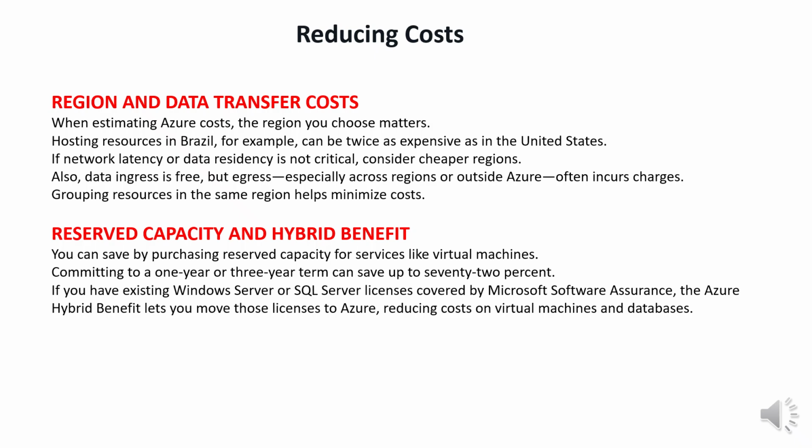Reserved capacity and hybrid benefit. You can save by purchasing reserved capacity for services like virtual machines. Committing to a 1-year or 3-year term can save up to 72%. If you have existing Windows Server or SQL Server licenses covered by Microsoft Software Assurance, the Azure Hybrid Benefit lets you move those licenses to Azure, reducing costs on virtual machines and databases.